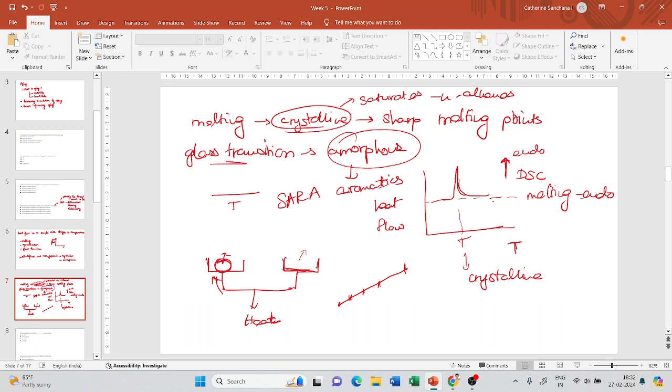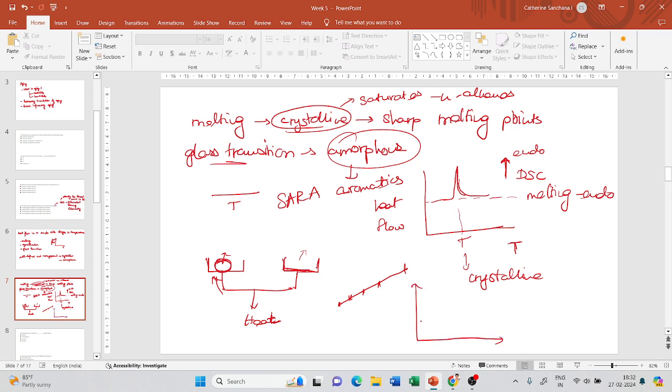amorphous components in it. So now I told you the presence of this peak indicates melting, and it shows the presence of crystalline substances. Now, how will I identify glass transition temperature? How will I identify glass transition events?